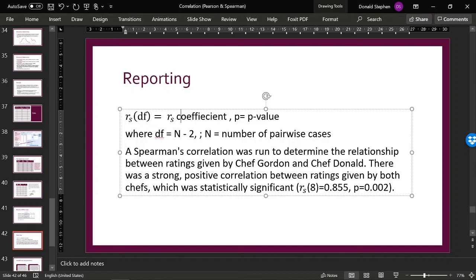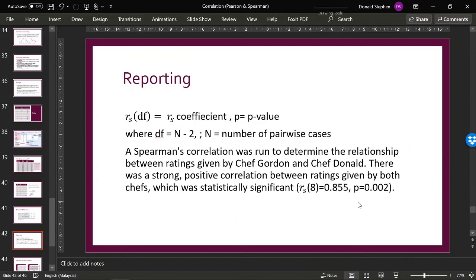A Spearman correlation was run. So you first have to mention what kind of correlation that you are running, right? So this is to determine the relationship between rating given by Chef Gordon Ramsay and Chef Donald. So there is a strong positive correlation between rating given by both chefs, which was statistically significant, and then you substitute this value in. This is the degree of freedom. This is the raw value, and then p-value right here.